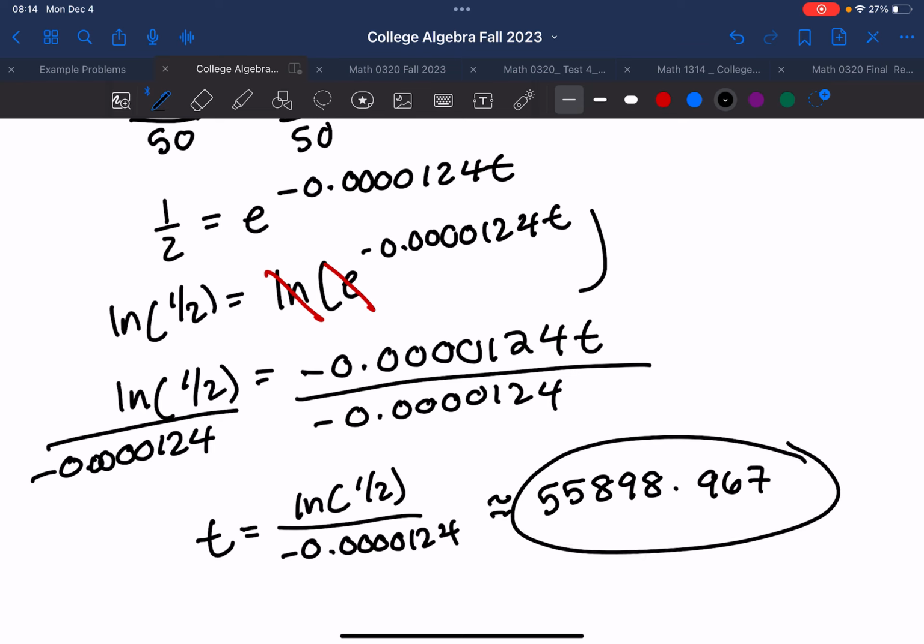And again, either is acceptable. You can turn it into a decimal or you can leave it in the natural log format. I would definitely practice turning it into a decimal because in your next courses, you'll need to know how to do that on your calculator. But for the sake of the exam, I would accept either answer.